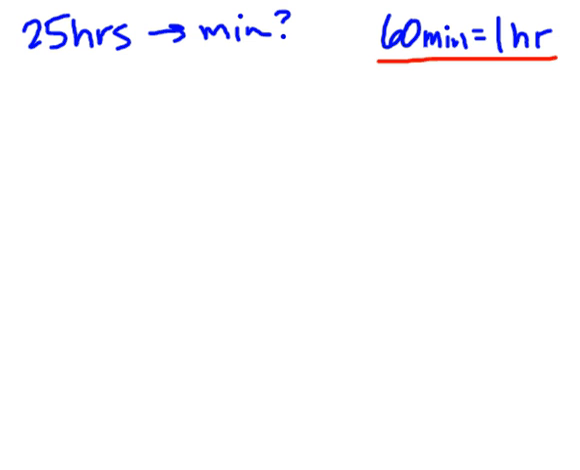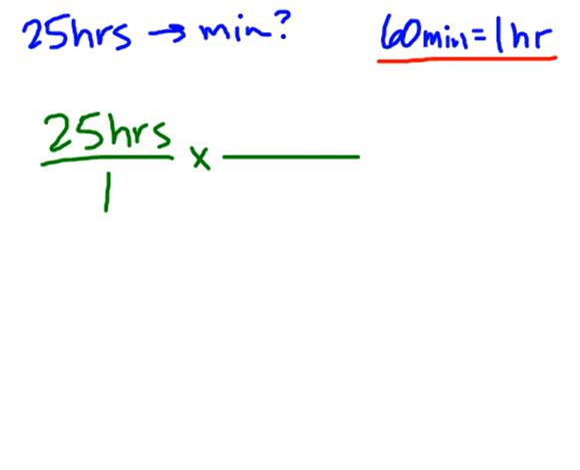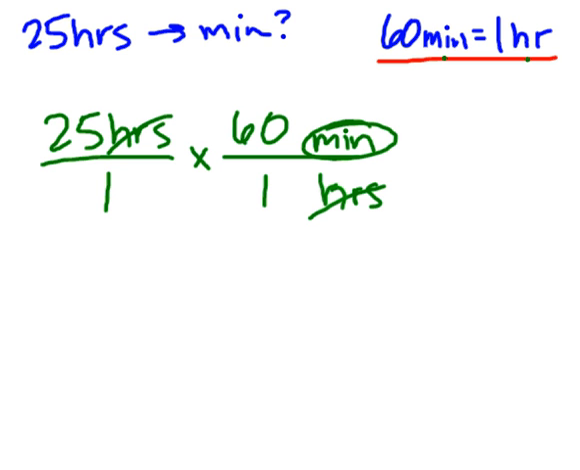Normally, I'll give those to you if they're not something that you should know, like there's 60 minutes in an hour. Okay, so we start off with what we're given. We're given hours. Okay, 25 hours over 1. And then I want to put hours on bottom so it cancels out. I have a direct relationship between minutes and hours, so I can put minutes on top. If I didn't, then I'd have to have another step. Okay, there's 60 minutes in 1 hour. So hours cancel out. I'm left with minutes, which is what I want.